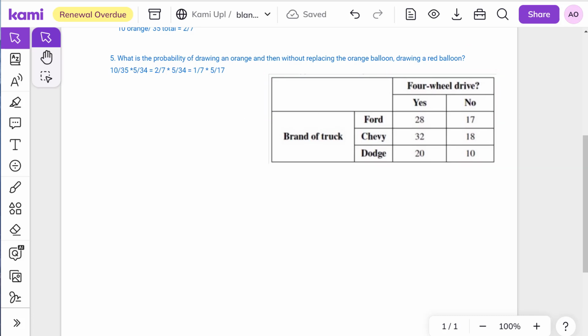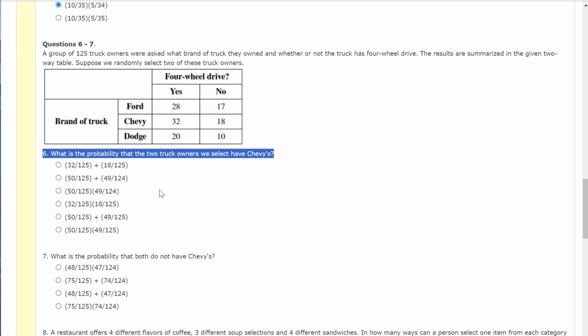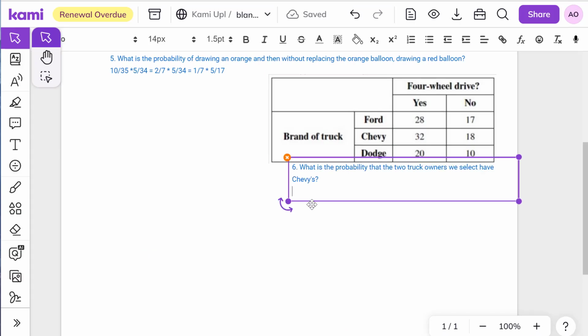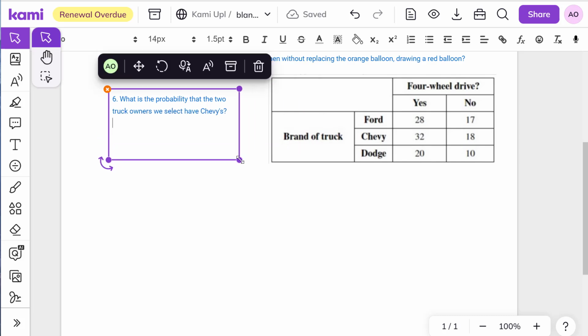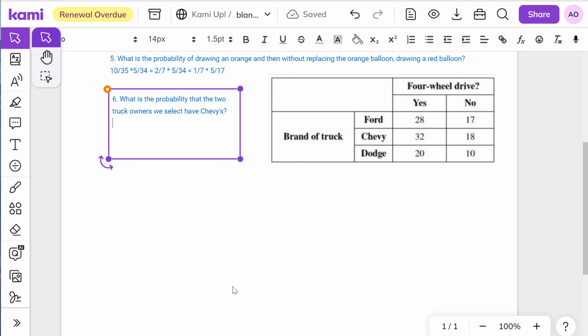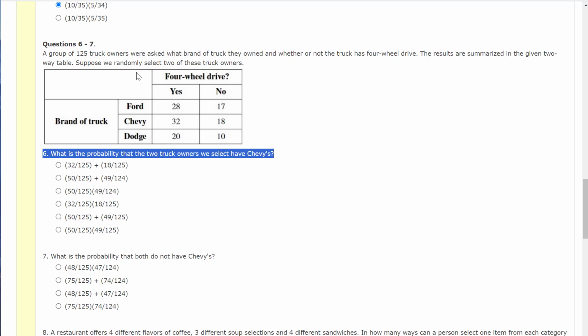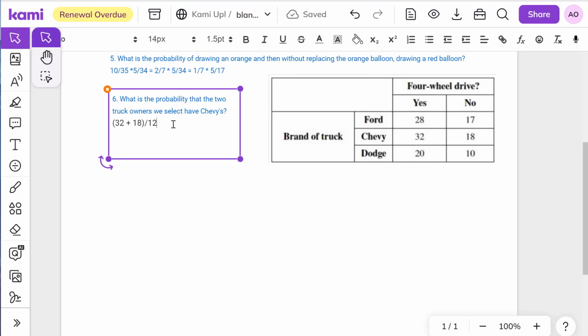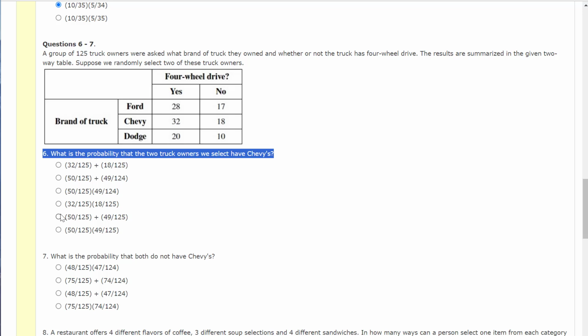Okay, so looking at our question, what is the probability the truck owners we select have a Chevy? So going back to our problem. Probability of a Chevy is pretty straightforward. There are 32 four-wheel drive Chevys, plus 18 two-wheel drive Chevys. And then how many total truck owners? They told us, didn't they? 125. So I don't have to do the math. I could have added those all up. So that should work. 32 plus 18 over 125. Or I could just add the two fractions.